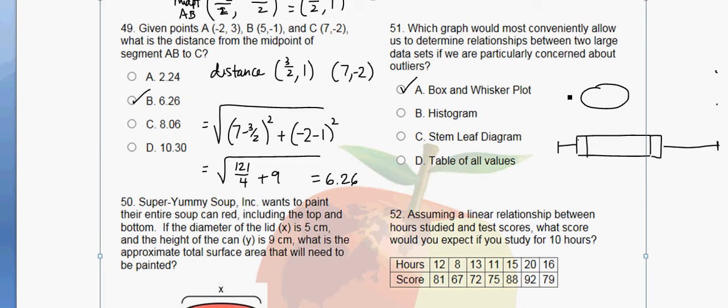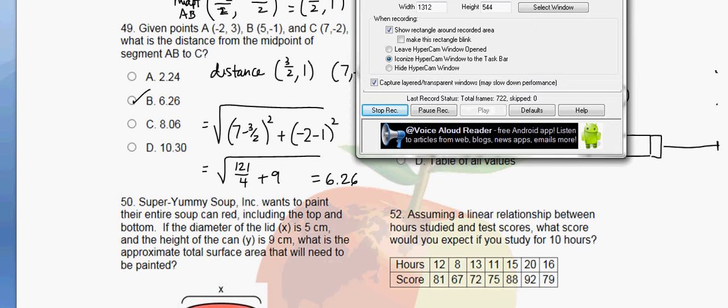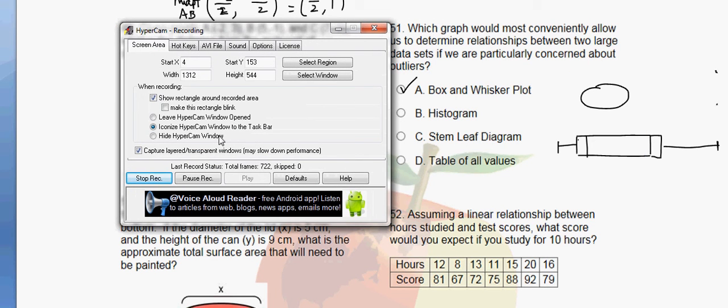Again, I'm not teaching this here. This is too much content, but I'm just reminding you of what this looks like. You should definitely refresh your memory on this. And then histograms, stem leaf plots, and tables of all values are not going to do as well if you have an outlier. So choice A is going to be the correct one. And if you need a further explanation as to why choice A is the right one, again, I would highly recommend you refresh your memory on all these different kinds of graphs.